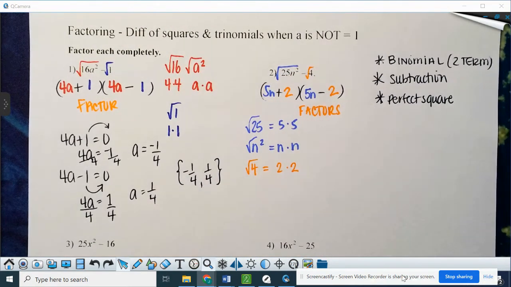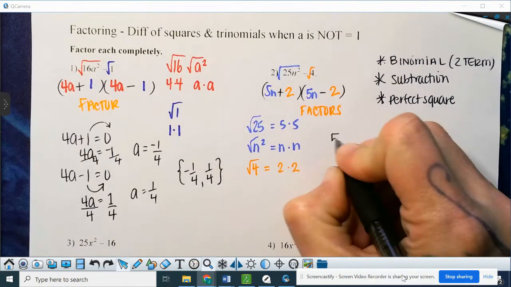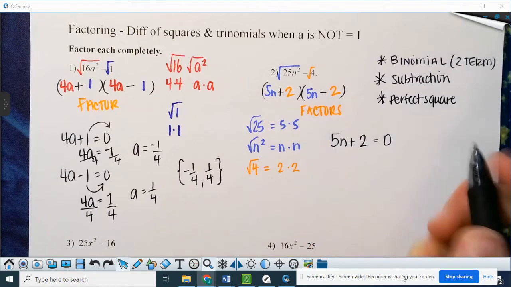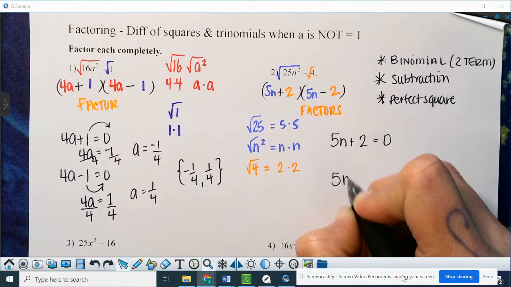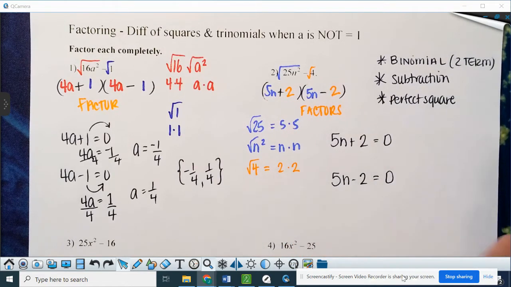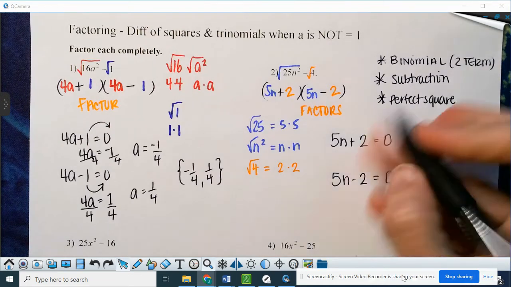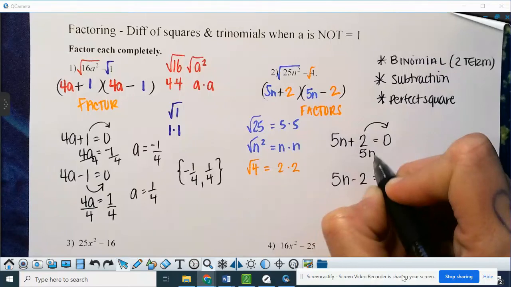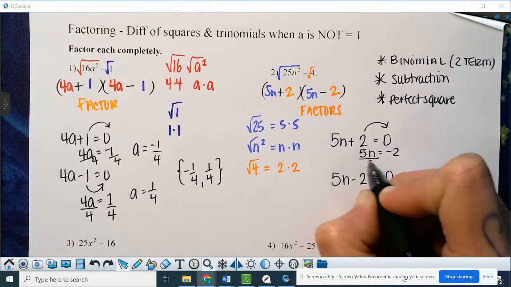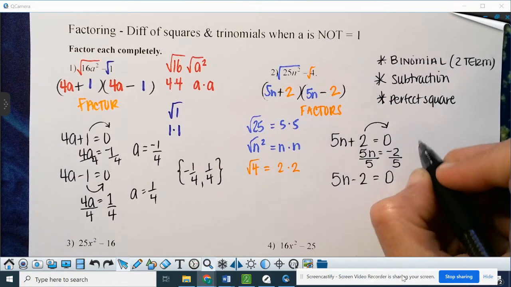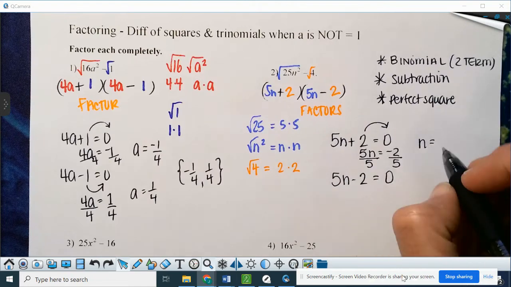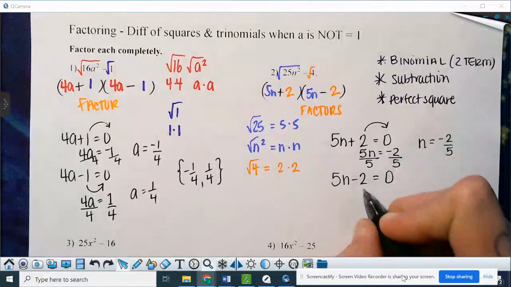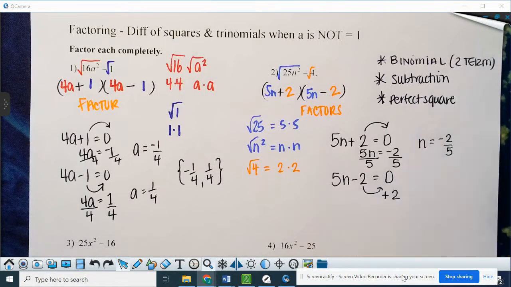Now, the next one that we factored, we have 5n plus 2 equals 0. So again, these are factors. So if all it says is factor, then you're done. But if it says solve, we've got to keep going. Factor and then solve. You can't solve without factoring. So it's a positive 2, so we're going to subtract it. So 5n equals a negative 2. 5n is 5 times n, so the inverse of multiplication is division. So n is a negative 2/5. We have a negative 2. We're going to move it over. So we're going to add 2 because it crossed that equal mark.